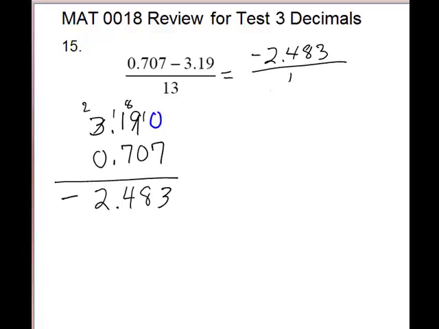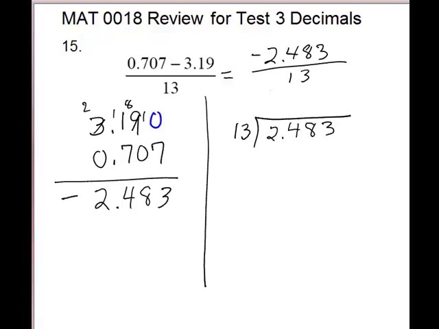And we're going to divide that by 13. So now we have a long division. 13 into 2.483. Go ahead and deal with your signs. There's only one negative. That's odd, so negative. Check about a decimal in your divisor. You do not have a decimal in your divisor this time, so your decimal should go straight up.